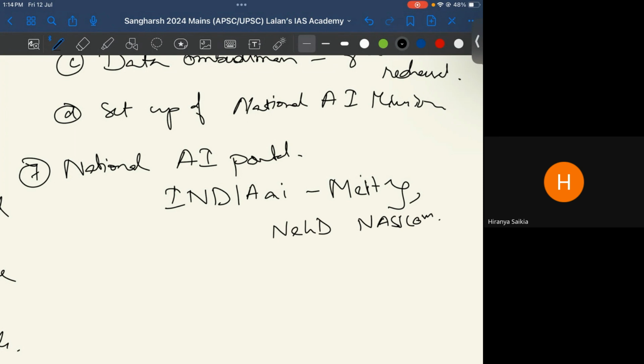A global partnership on artificial intelligence is a very important step. It is an international initiative to guide responsible development of AI, and India has joined it in 2020, and India is contributing to it. India represents the global south, so India being part of GPAI is seen as a significant step in this regard.